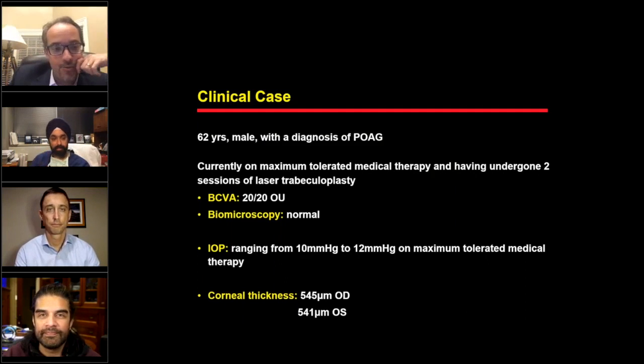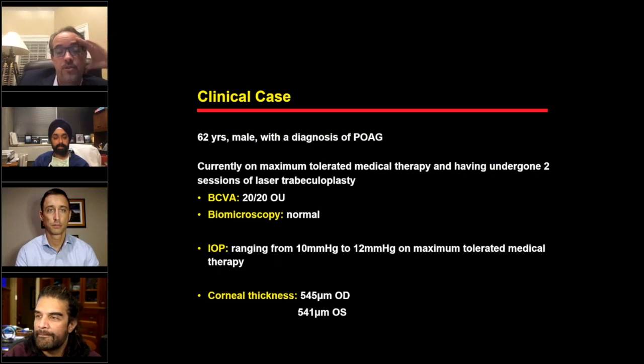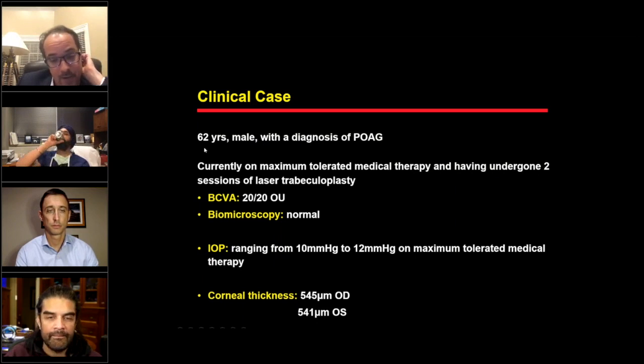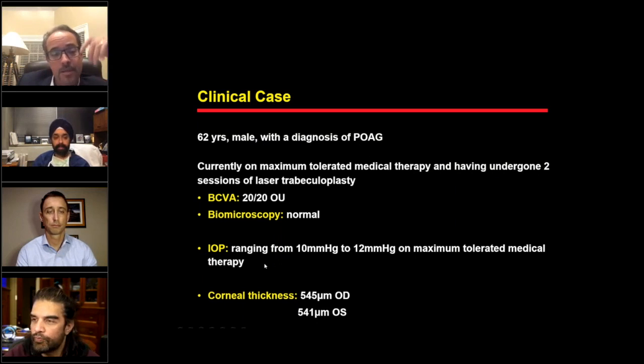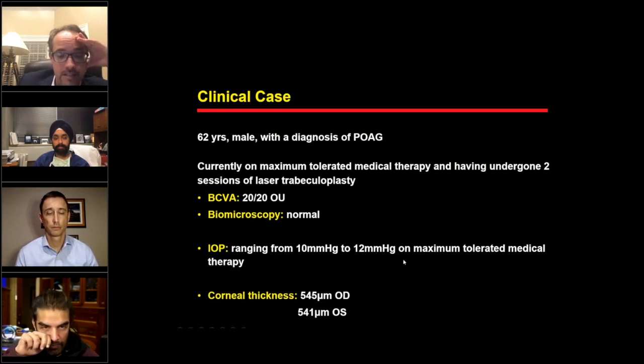Thanks, Ike, for the very nice introduction. This is an interesting case. It illustrates corneal hysteresis as a risk factor in glaucoma. This is actually a patient of mine that I saw back when I was still in San Diego. This is a 62-year-old male. He had a diagnosis of primary open-angle glaucoma and had been treated over time with medication and laser trabeculoplasty, and had pressures always on the low side, in the low teens, on maximum medical therapy.